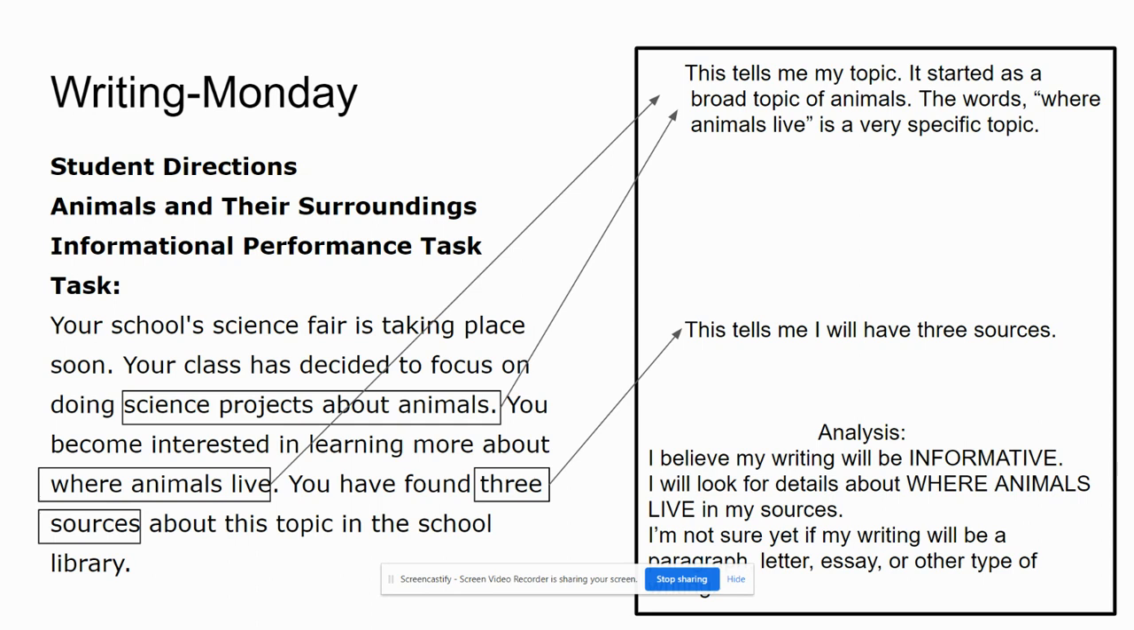So just looking at this part of the directions, what's going on in my mind is I'm thinking that my writing will be informative. When I look through the sources, I'm going to look for details about where animals live. And I'm not sure the structure of my writing yet. I don't know if it's going to be a paragraph, a letter, an essay, or some other type of writing or composition of writing.